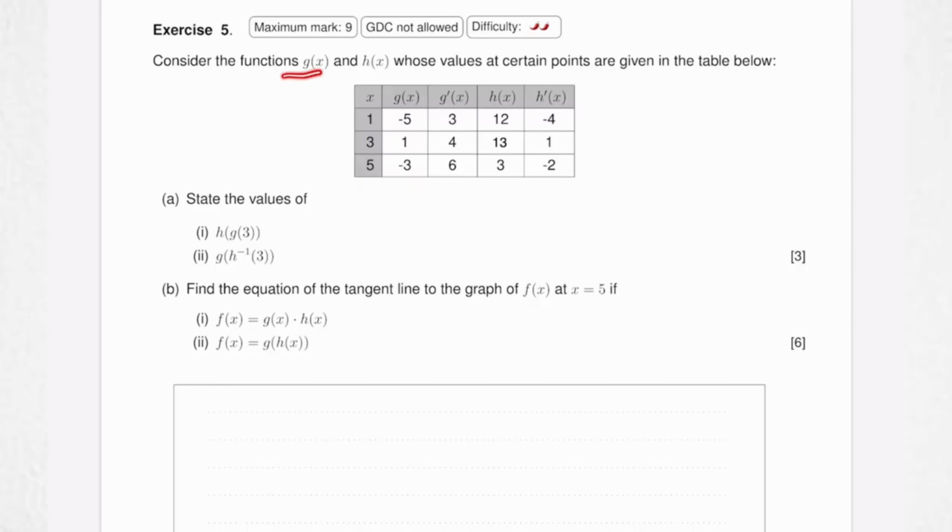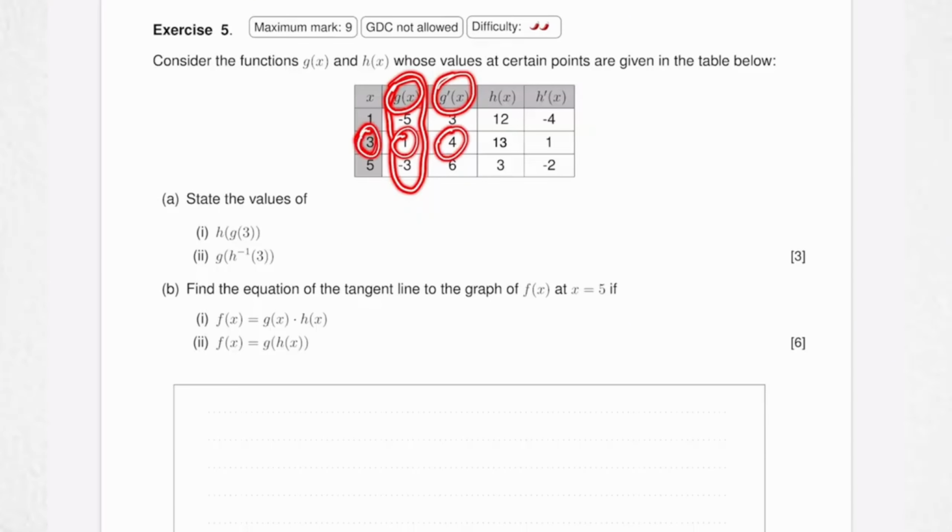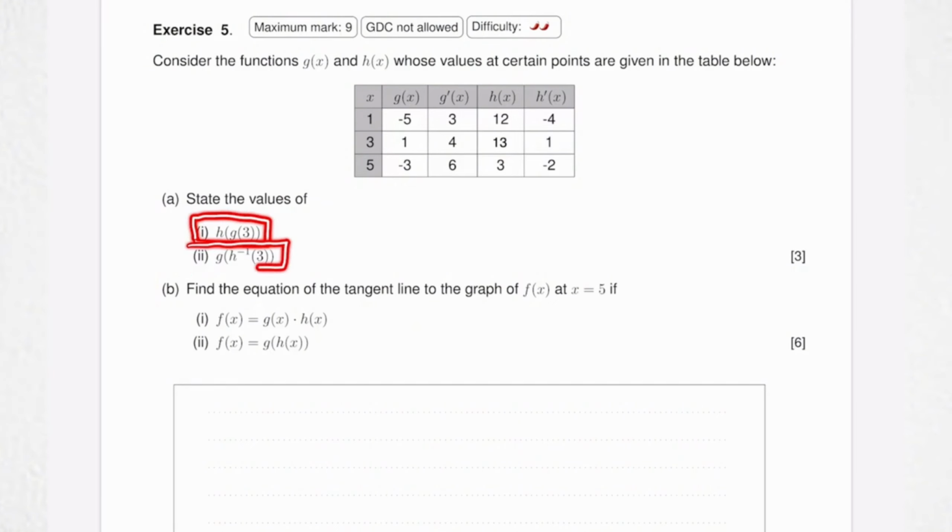All right, so lastly, let's jump to a demanding calculus exercise. It is very rare that students get this question correct from start to finish, so 100% of this question correct. Let's see why that's the case. We have two functions, g of x and h of x, and we have in this table certain values for these functions. So for example, g of 3 is equal to 1, and g prime, so information about its derivative as well, at 3 equal to 4, and so on and so forth. And we need to find, first of all, h of g of 3, which is a composite function, and g of h negative 1 of 3.